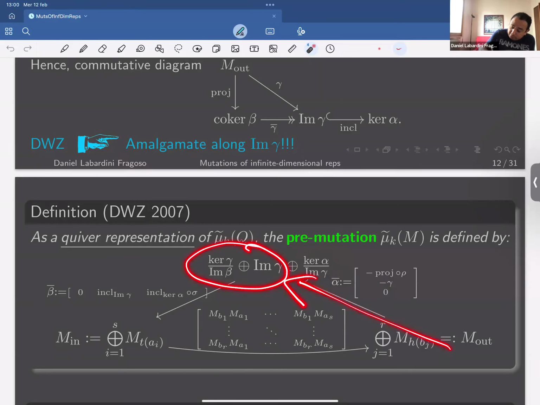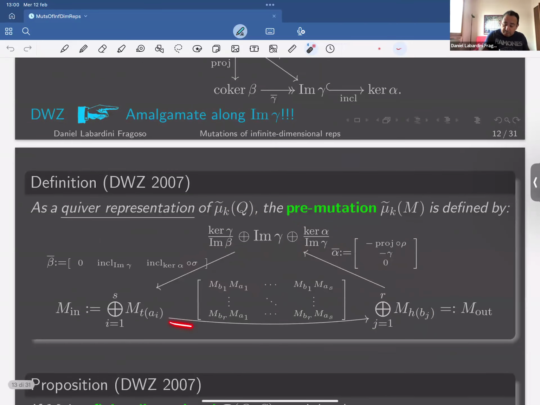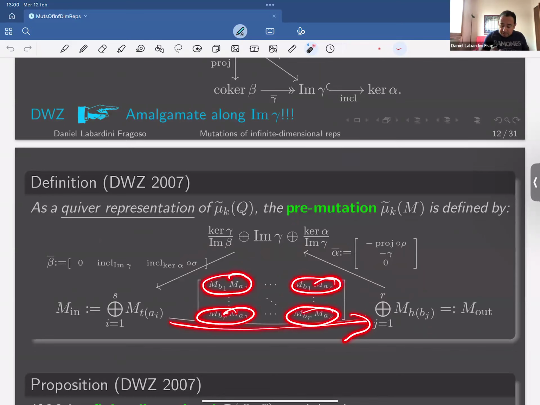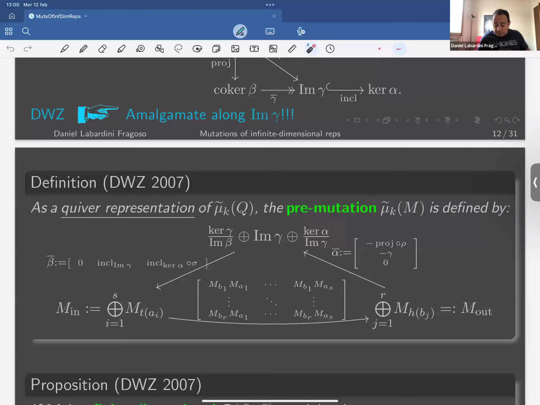Then project from here to here, with a minus sign. So they put a minus sign, and that minus sign is just to make things work nicely in terms of a new mutated quiver with potential. And for the composite arrows, still take the obvious ones, the obvious linear maps for the composite arrows.